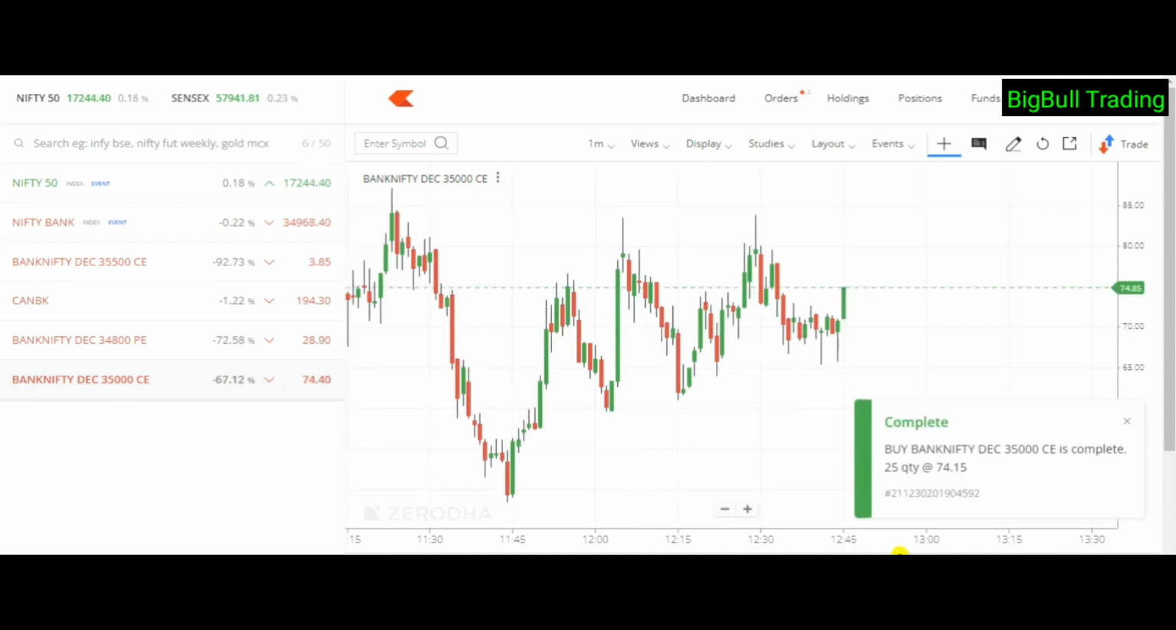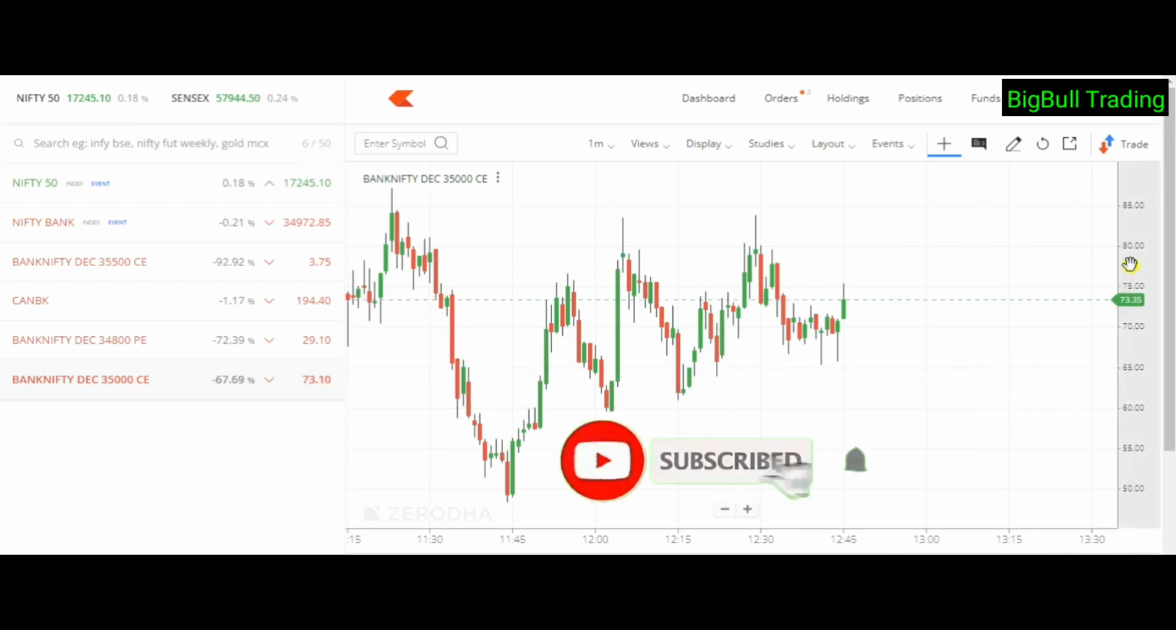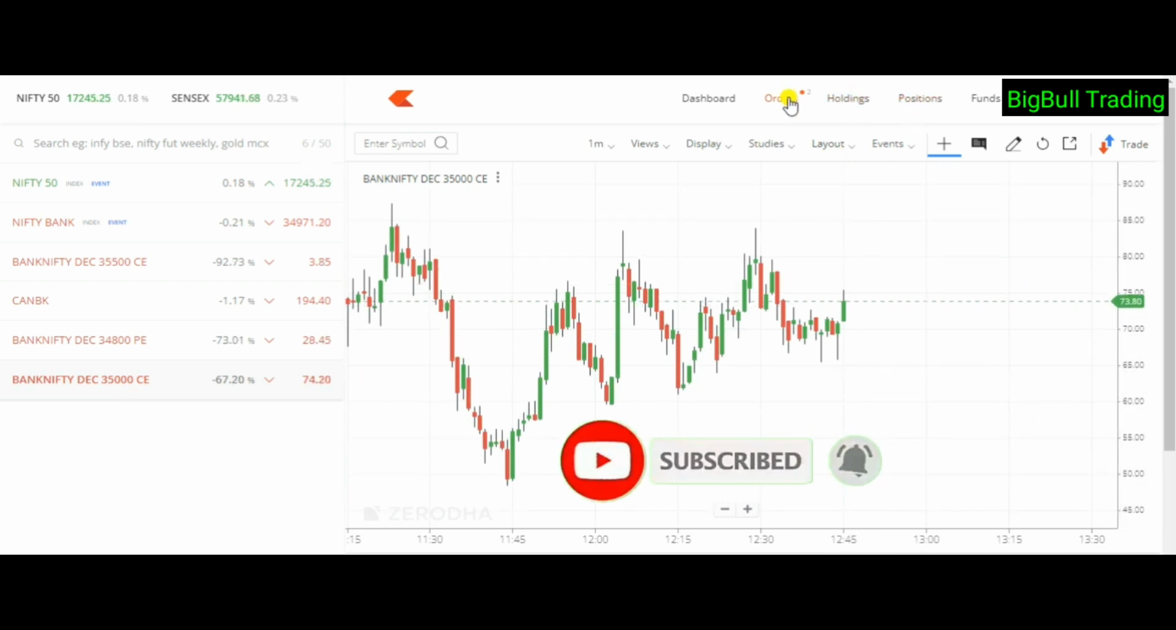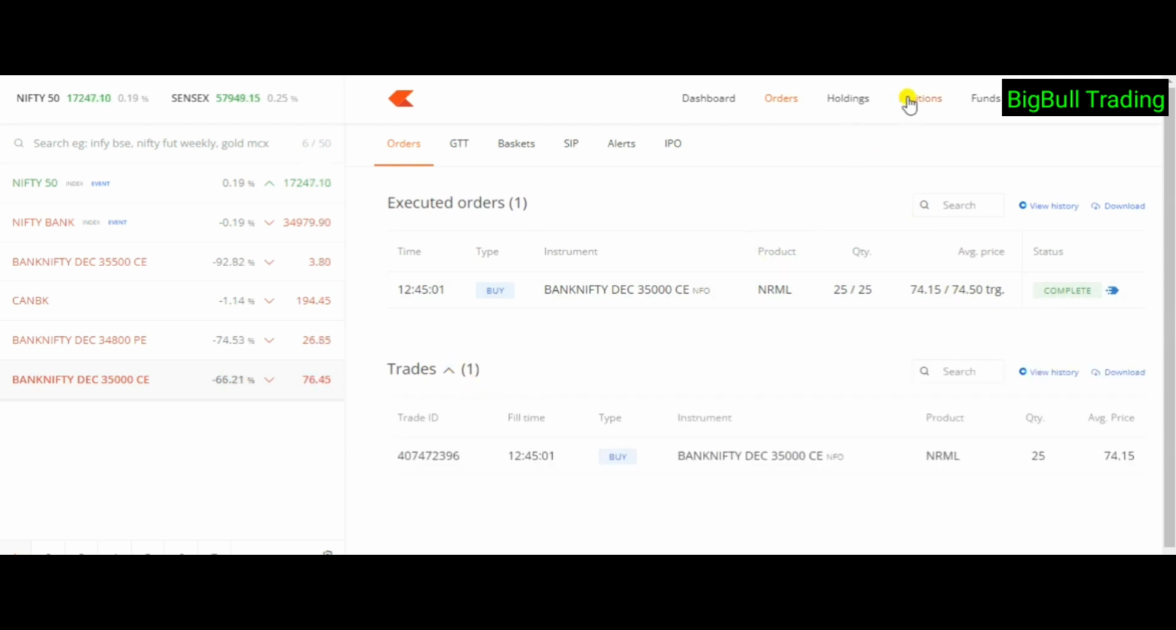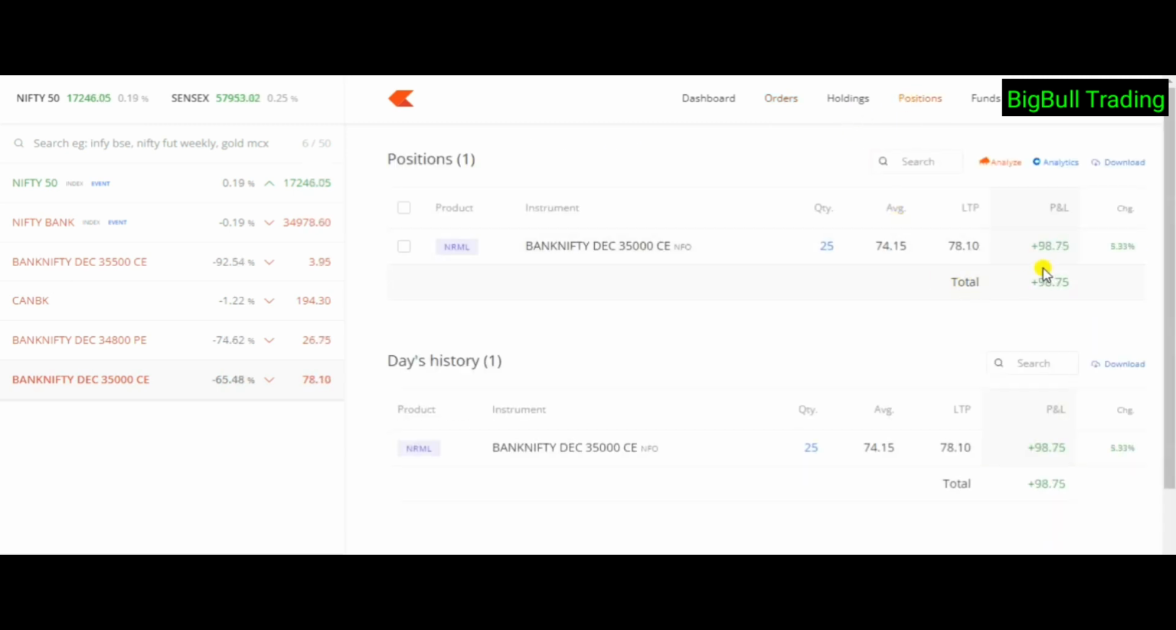So friends, now you can see our order is executed. If we go to the order book, we will see here that our order is executed at this price. And if we see the positions, we can see we are making a profit of 102 rupees, 88 rupees is there.